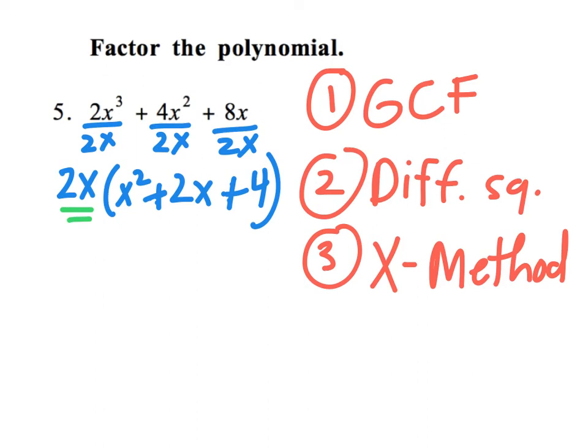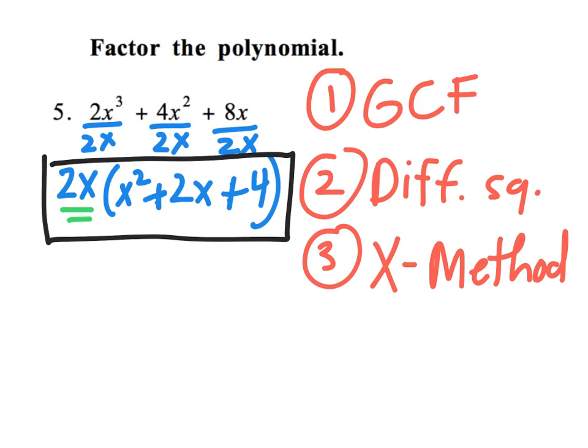So I'm going to set up my x method and see if that works. We're looking for something that multiplies to the last number, which is 4, and adds to that middle one, which is 2. Our options are really 2 and 2, and 4 and 1. Now 2 and 2 multiplies to 4 but does not add to 2. And if I change it to 4 and 1, that again multiplies to 4 but does not add to 2. So actually, we did not have to do all of that mess that we just did. Our final answer is really going to be just 2x times x squared plus 2x plus 4.